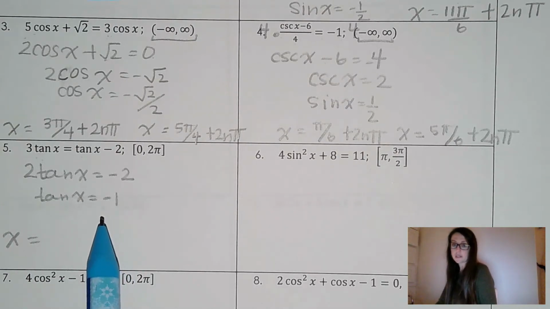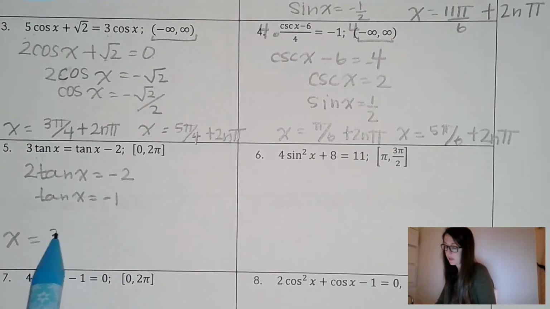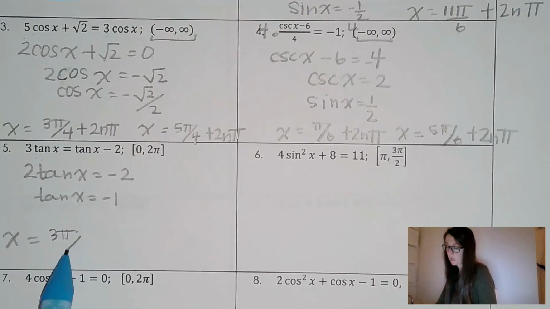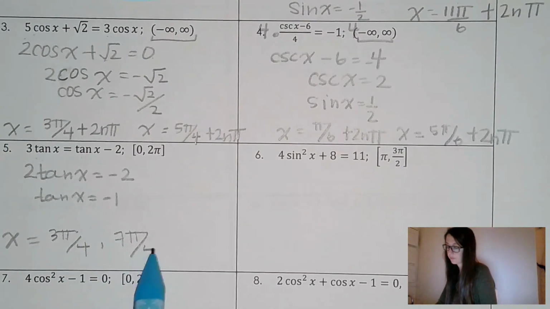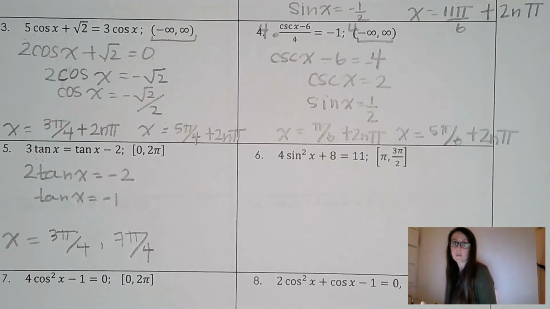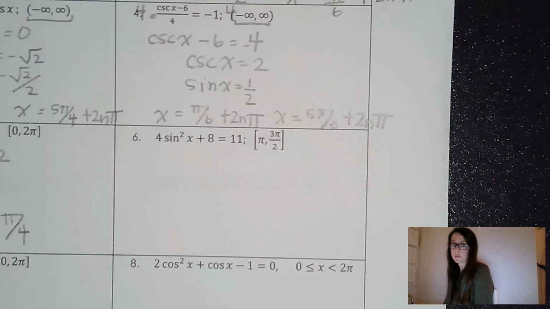So where your x and your y values have opposite signs. And so that's going to be in the second quadrant. So that's going to be 3 pi over 4 and then 7 pi over 4. Good. All right. So let's look at number 6 here.